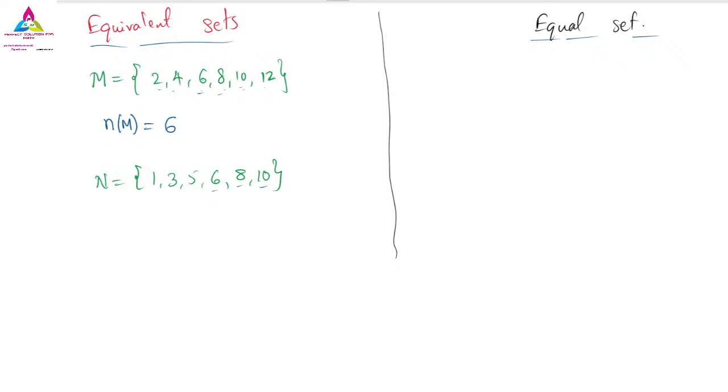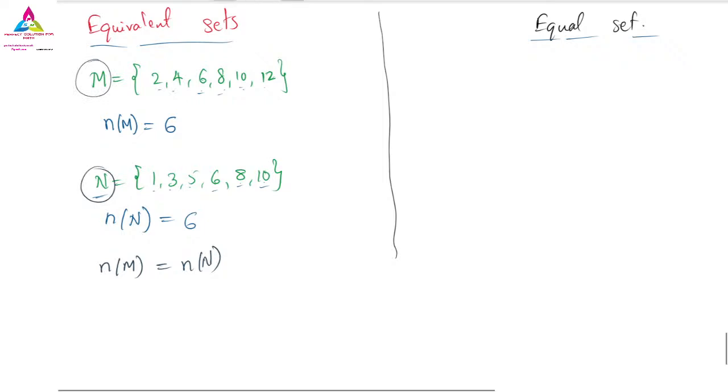Here equivalent set means the cardinal numbers must be the same. So how many elements are there in N? 1, 2, 3, 4, 5, 6. So n of N is equal to 6. So equivalent sets are those whose cardinal numbers are equal to one another. Then we call set M and set N equivalent sets. Set M and set N are equivalent.